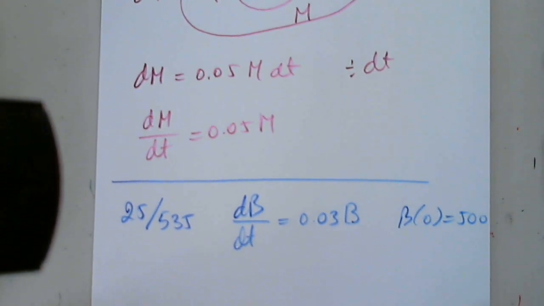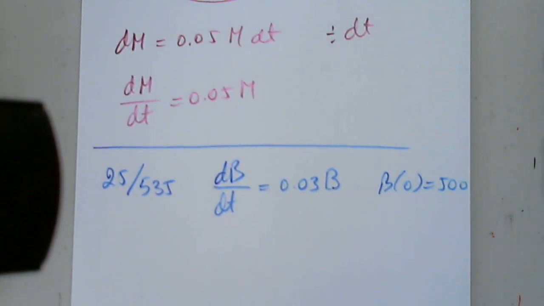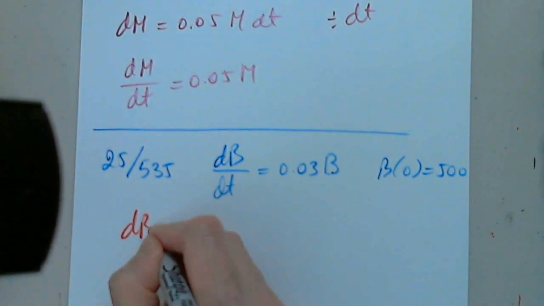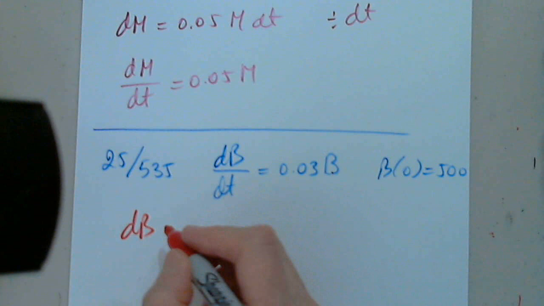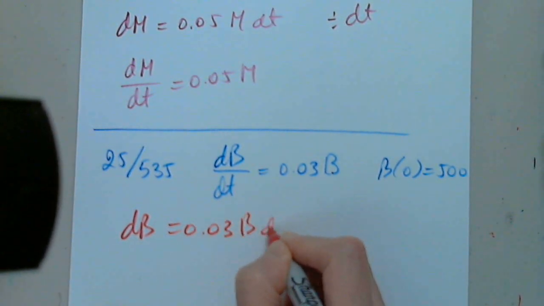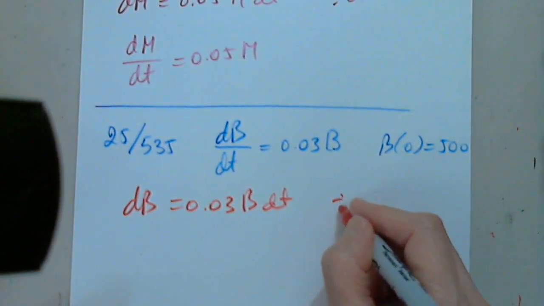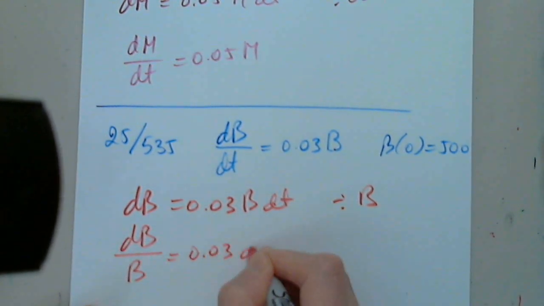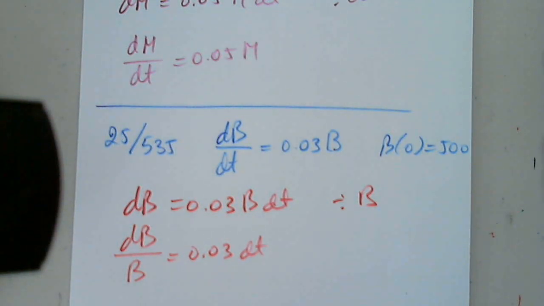Good. So how do we proceed? What is the first step? It's okay if you're wrong. We're studying this, so please talk to me. Divide both sides by b, dt, very good. So we have to multiply both sides by dt first: 0.03 b dt. Then we divide both sides by b. dB over b equals 0.03 dt. It's all the same so far.